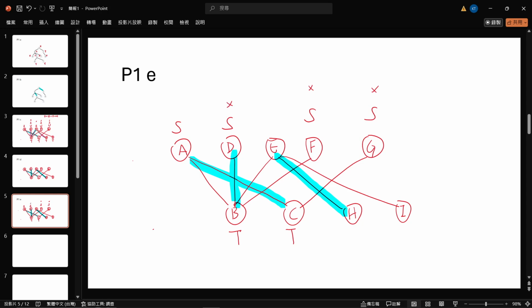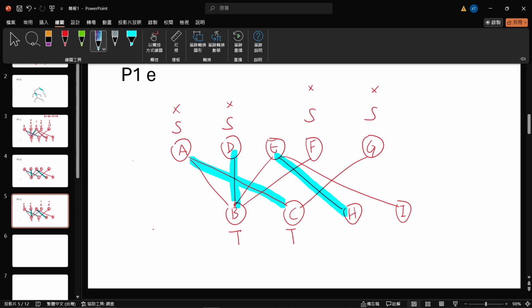Starting from S, this time we cannot further extend the path because there's no H that is not in the matching and incident to D. And for vertex A, we can go to vertex B, but B is already in the set T. Okay, so we've checked all the vertices in S, and we get A, D, F, G in S and B, C in the set T.